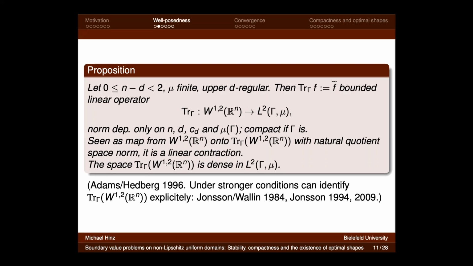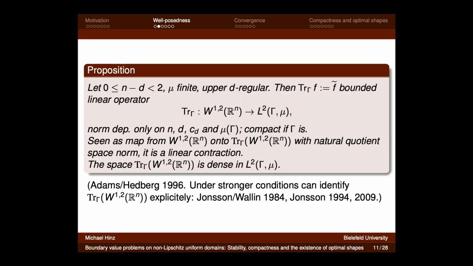We could actually do a little bit more. We could even spread a little bit of singular mass on an n minus 1 dimensional boundary. It's not forbidden. If this is satisfied and mu is a finite measure and upper d-regular with this particular d, then this pointwise redefinition we had on the board defines a nice bounded linear operator from W^{1,2} on R^n to the space L^2(gamma, mu). And the norm depends only on these quantities n, d, c_d, and mu of gamma.